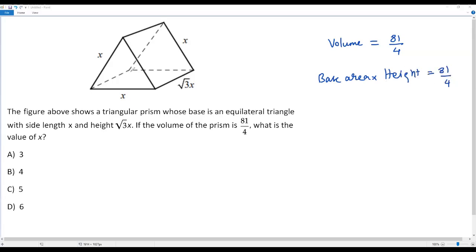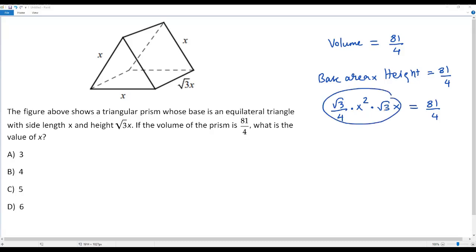So here, what is the base of this prism? According to the question, the base is an equilateral triangle with side length x. So to get the base area of this prism, we have to get the area of the equilateral triangle with side length x. So what's the formula to get the area of the equilateral triangle? That is square root of 3 over 4 times the length of the side squared. So here the question says the equilateral triangle has side length x, so that x has to be squared, times the height of the prism. The question says the height of the prism is square root of 3 times x. Let me write it over here. Square root of 3 times x equals 81 over 4.